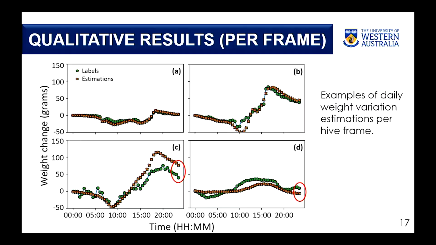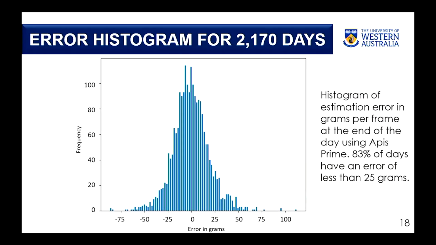In example C, we are over predicting the weight. At the end of the day, the weight should be here. Where are we getting to? At this point, we are over predicting. In this example, the weight at the end of the day should be here. What are we doing? We are under predicting. So when your errors have a profile where you sometimes over predict and sometimes under predict, that goes in your favor.